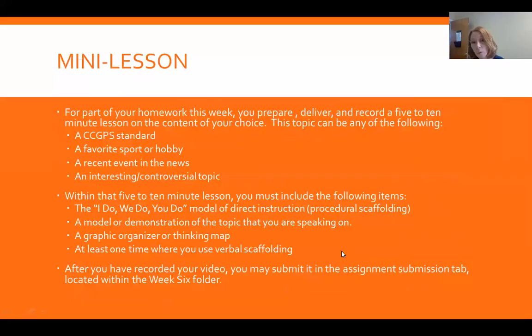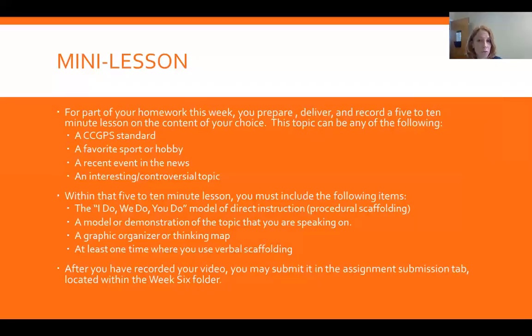So your homework this week is that you're going to prepare and deliver a 5 to 10 minute lesson on the content of your choice. This content or topic may be related to a CCGPS standard. If you have a favorite hobby or sport and you want to teach a mini lesson on that, you may do that. Something in the news. I'm going to give you free rein to teach a topic of your choice.